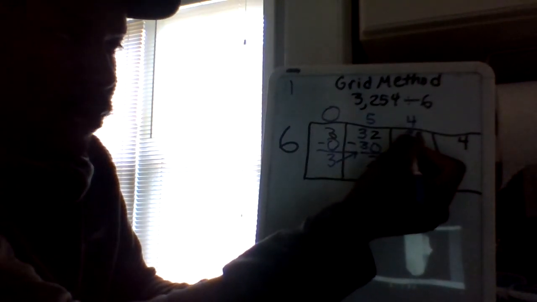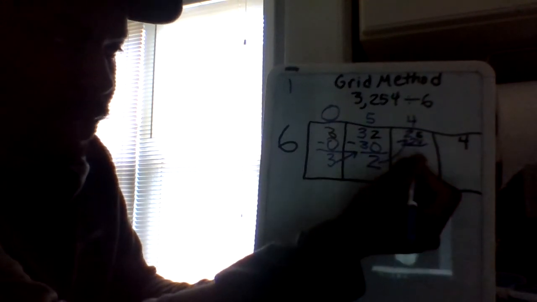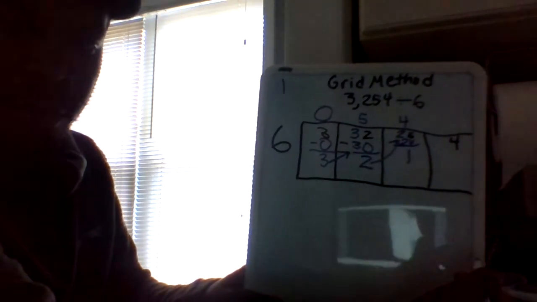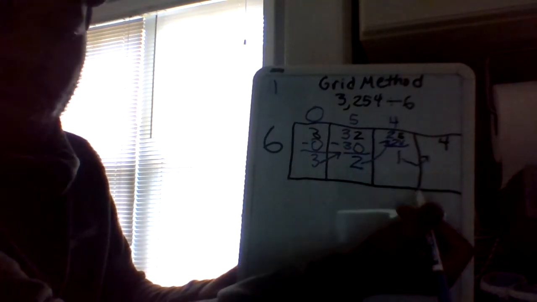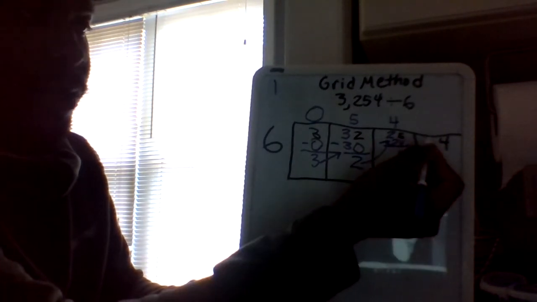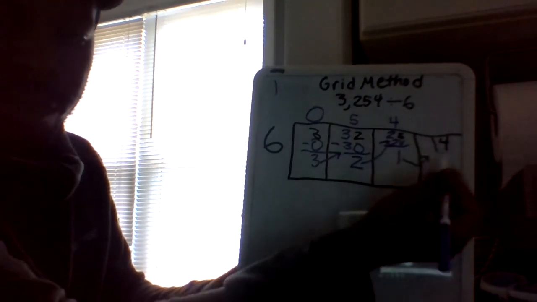25 minus 24, that leaves me with 1. And now, do the same thing that I've done for everything. I'm going to drag my 1 over with my arrow. So my new number is 14.